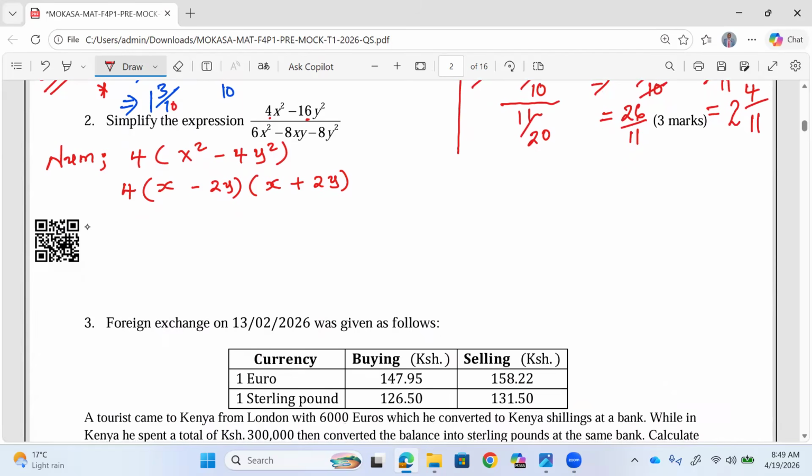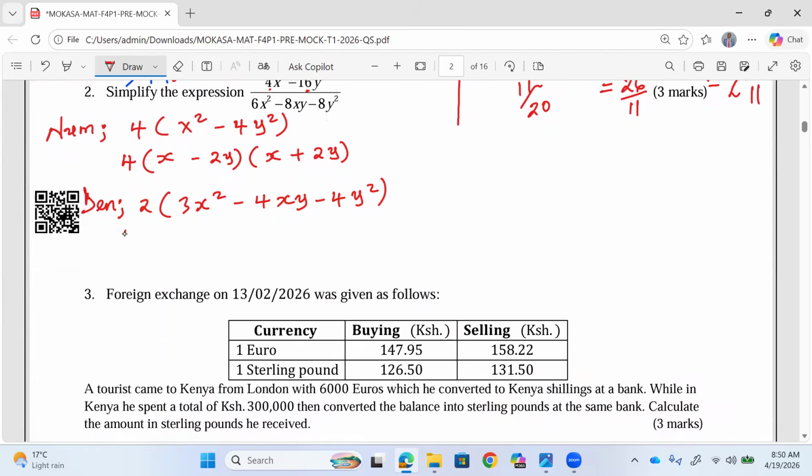So let us check the denominator also. From the terms that are making the denominator, we can see that 2 is common across. So 3x squared minus 4xy minus 4y squared, like that. And this is a quadratic expression. So we need a product of a times c, that is negative 12. So 3 by negative 4. Then the sum is the term at b, which is negative 4.